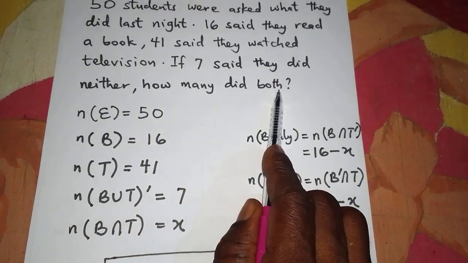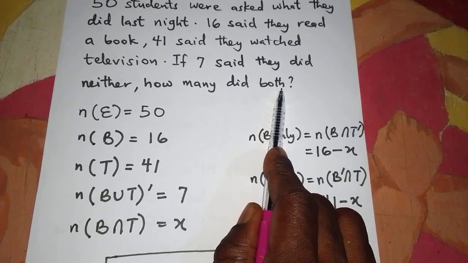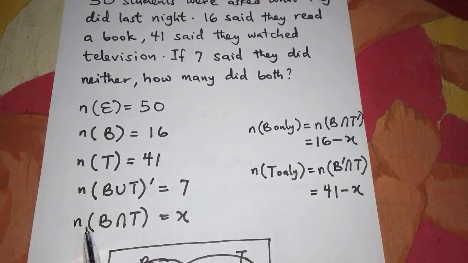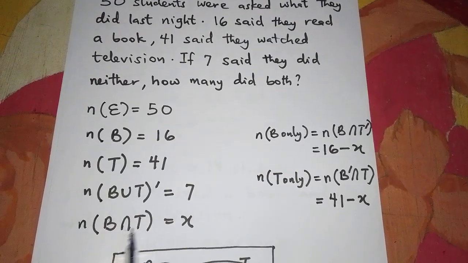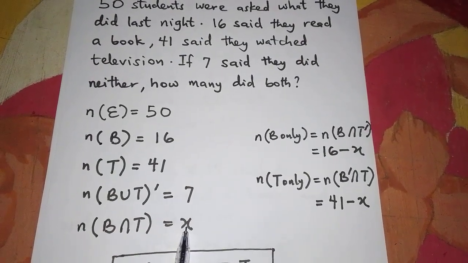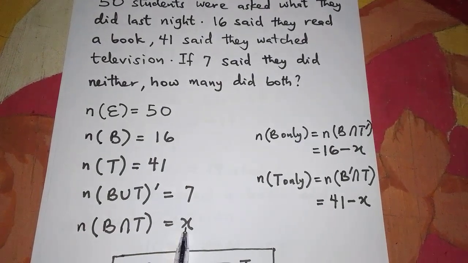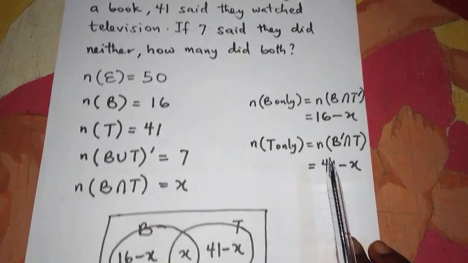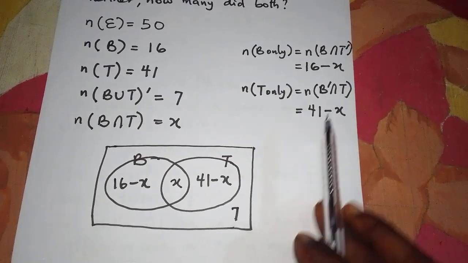How many did both? We are now told to look for those that watch television and read their book. So we don't know them. We don't know the number of students. So we are using X to represent those that watch television and read their book. So we will now try to draw a Venn diagram for them.